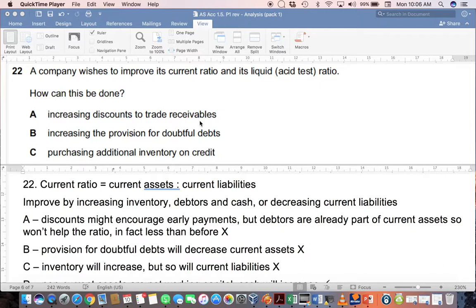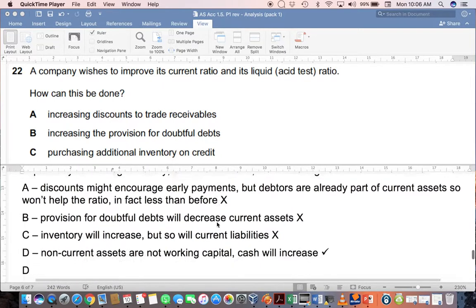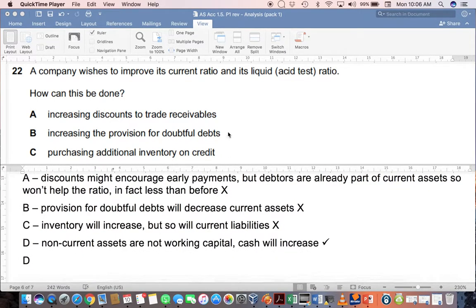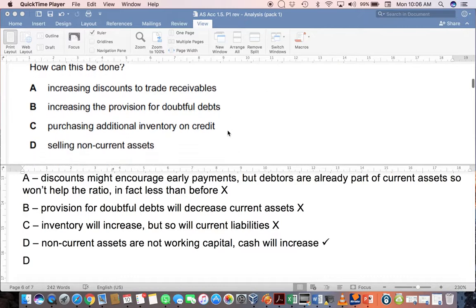Increasing discounts to trade receivables. Although discounts will hopefully encourage your customers to pay you sooner, once you've converted your debtors or receivables into cash, in actual fact your current assets will have reduced slightly because you'll have less cash than the receivables, and in addition you are just converting one current asset to another, so you're certainly not improving the situation. If anything, you're worsening it.